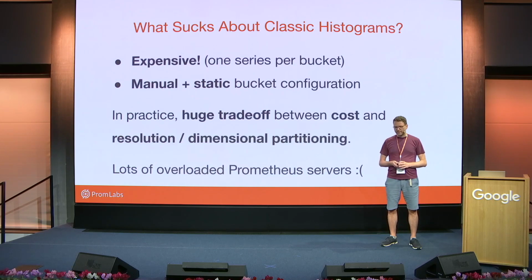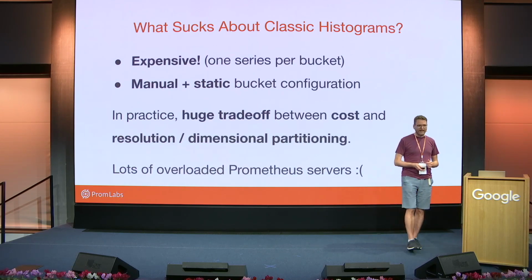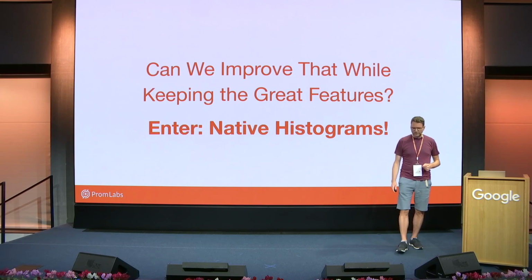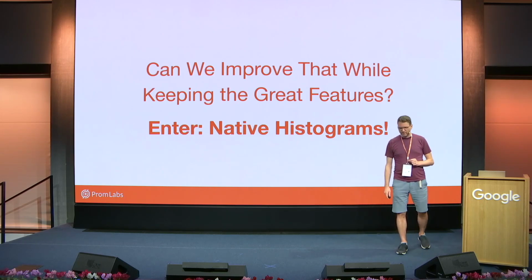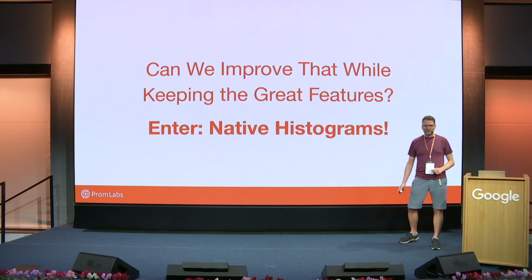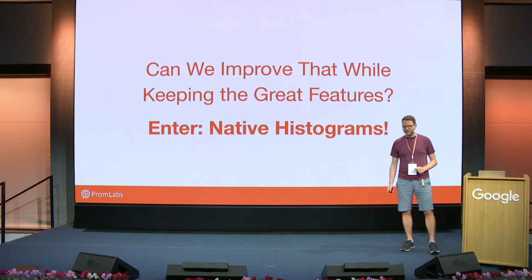So in practice, like there's just been a huge trade-off between the cost and what you get out of these histograms in terms of resolution, and lots of overloaded Prometheus servers. So can we improve that while keeping all the benefits? And of course, yes, otherwise I wouldn't be here today. The answer is native histograms.